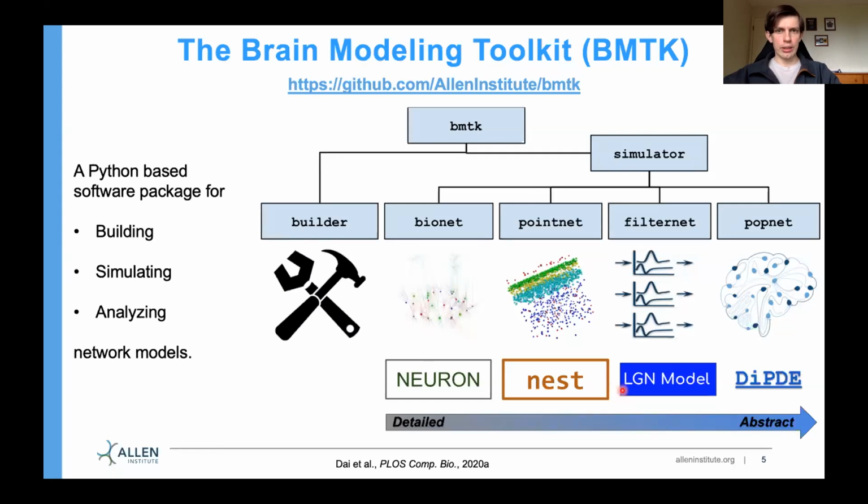So one of the tools that resulted from this is what we call the Brain Modeling Toolkit. It's a free, open source, Python-based software package, which is available here on GitHub. It's basically a tool for building models, for simulating models, and for doing some basic analysis. This picture illustrates the structure of BMTK, which has a builder module and then a few simulator modules for running simulations at different levels of resolution.